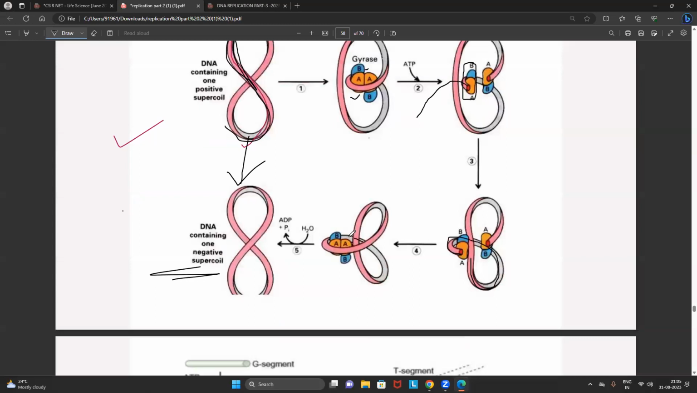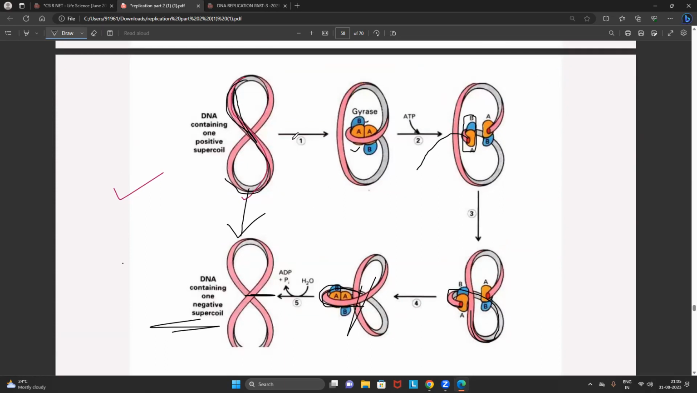You can see that. As a result, friends, the coiling can be easily removed. It's like a rubber band, what we do. Now, once it removes the coiling, topoisomerase 2 only will seal it. It does not require an external ligase. It will seal it on its own. No need to get confused.